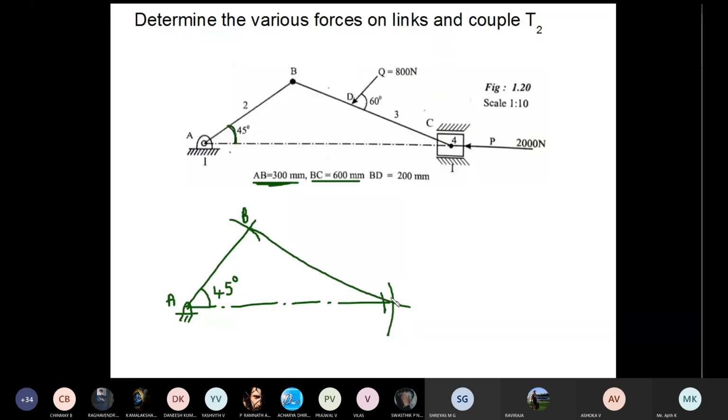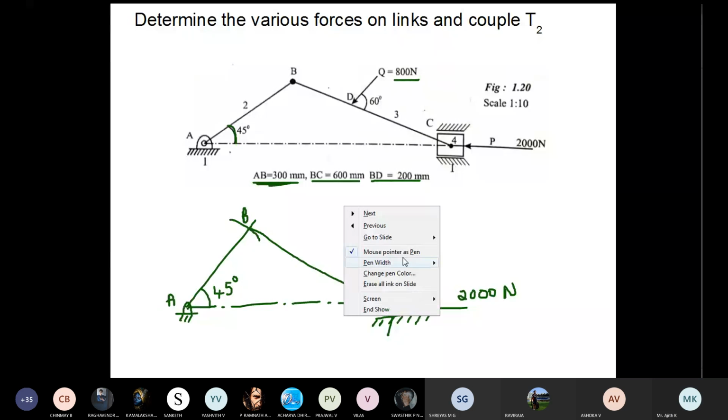And here, locate one slider, draw one slider. Length of BC is 600 as given in the diagram. This is point C. A force of 2000 Newton is acting on slider C. This is 2000 Newton. And apart from this, there is one more force, 800 Newton, acting at point D, which is located at a distance of 200 mm from B. Here it is given BD is 200.